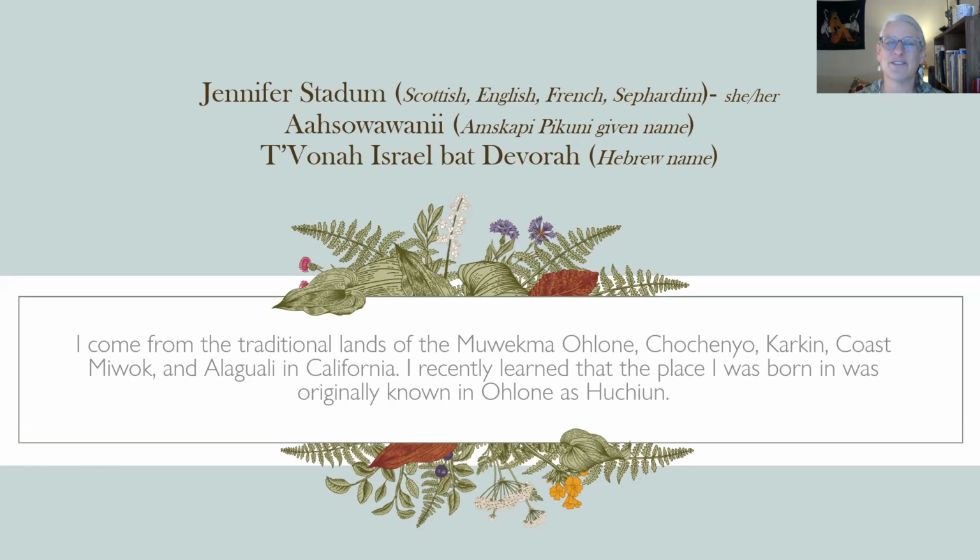And I come from the traditional lands of the Muwekma Ohlone, the Cocheno, Karkin, Coast Miwok, and Alaguilai in California. I recently learned, as I stated before, in the book by Greg Sarris called Becoming Story, that this place I was born in was originally known in Ohlone as Huchuin.